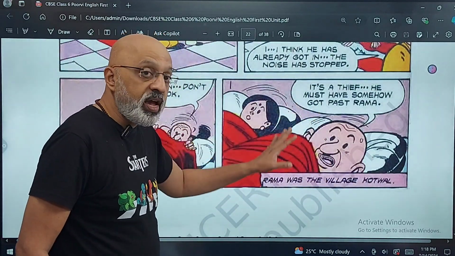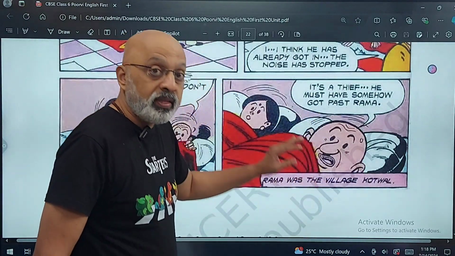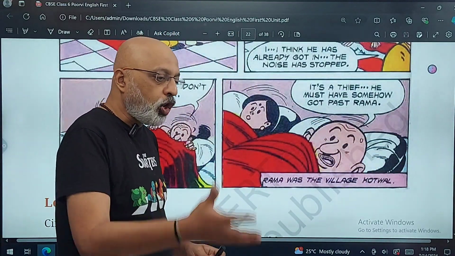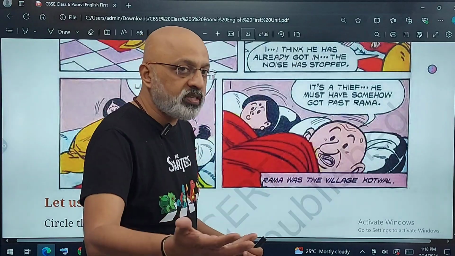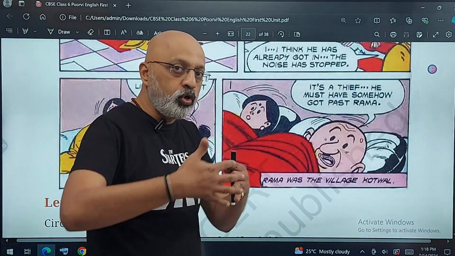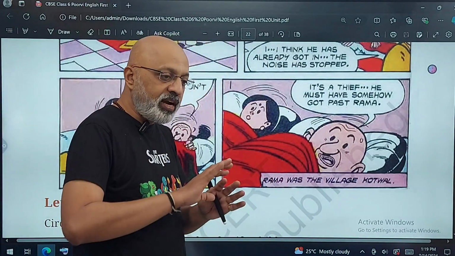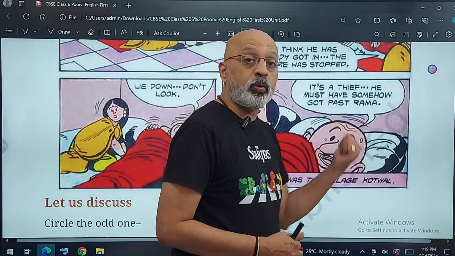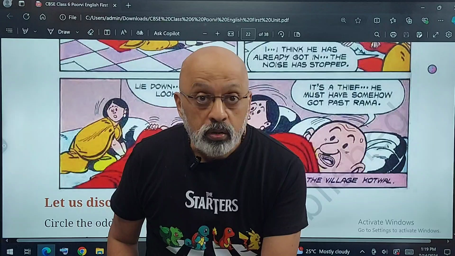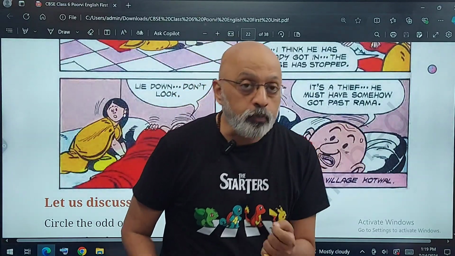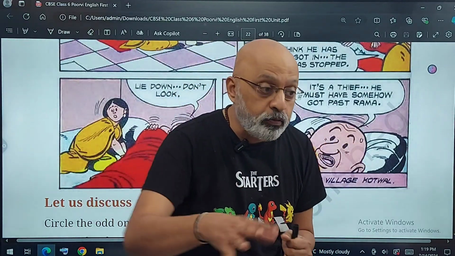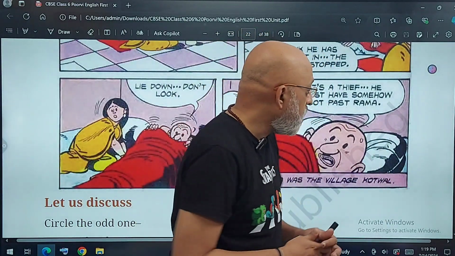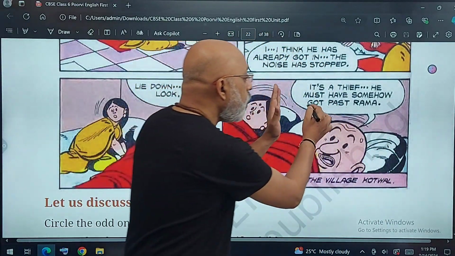Now he says कि ये एक चोर है. That means that he got past Rama. Got past का मतलब है, got को उस तरह से मत लीजिए. Got past, when you use it like this, it means that Rama को चकमा देकर somehow he has managed to get into the house to steal from our house. So got past मतलब उसको चकमा देकर, that means somehow he has avoided him in order to get into our house. So that's what the meaning of got past.